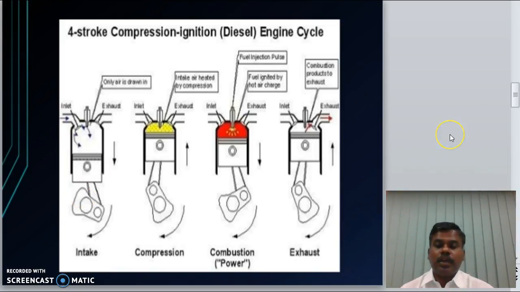Now we will come to the features and operational working principles of the four-stroke compression ignition engine cycle. Here also you have four strokes: intake or suction stroke, compression stroke, combustion or power stroke, then exhaust stroke. You can see that instead of a spark plug you have the fuel injector placed on the cylinder head. We will see them one by one.